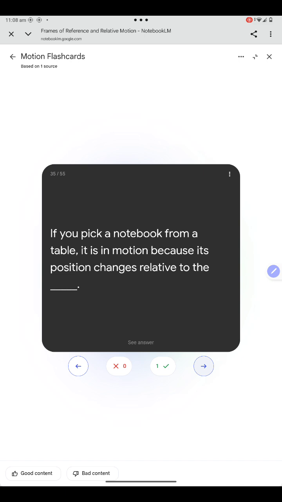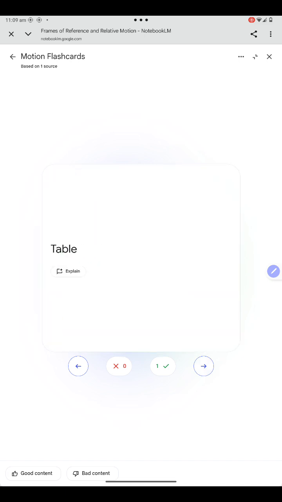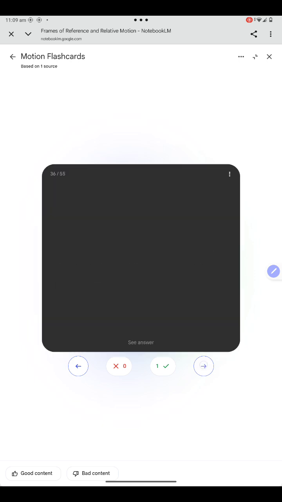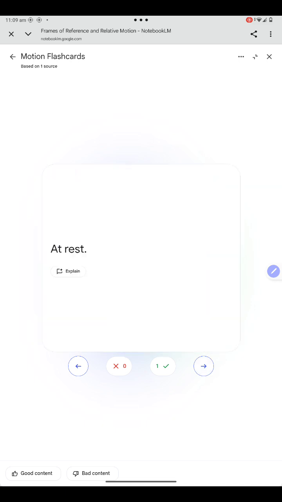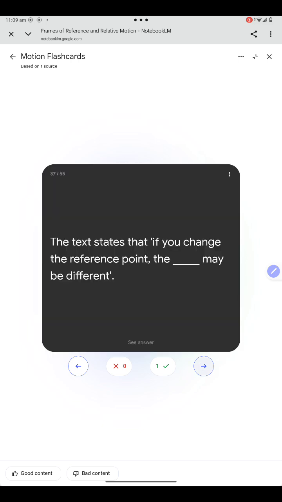We take the next question. If you pick a notebook from a table, it is in motion because its position changes with respect to you or with respect to the table. So you can say that with respect to the table, the book would be in motion. What phrase does the text use to describe the state of the buffalo relative to the bird? The state of the buffalo relative to the bird is at rest, as you can see from the answer.